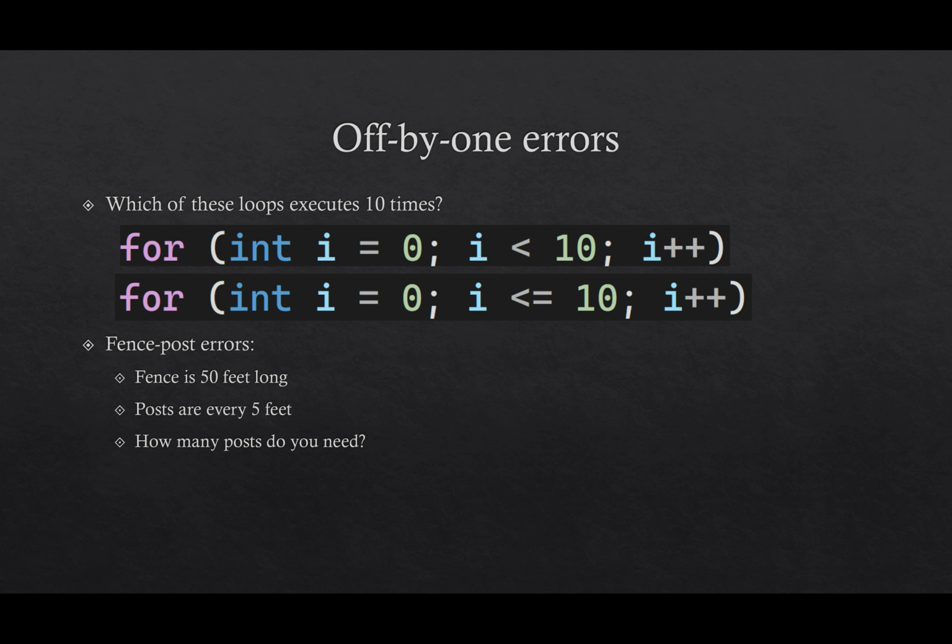So you can also err in the other direction. Let's say that you're looking at a list of items separated by commas, and you have, say, 10 items. How many commas do you have between those items?